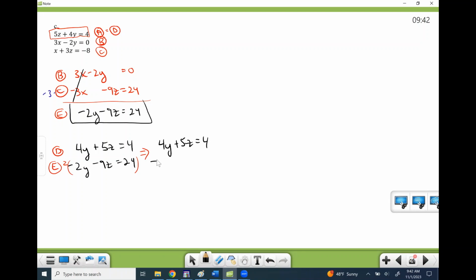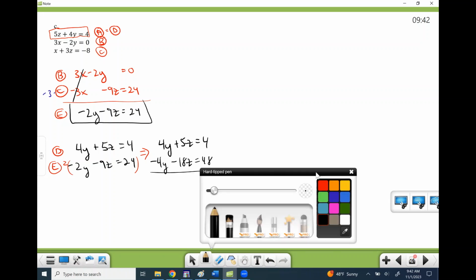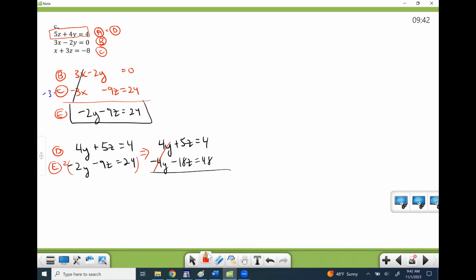So 2 times negative 2, negative 4. 2 times negative 9 is negative 18. And 2 times 24 is 48. Okay, so these cancel. We get negative 13z. And we'll divide by negative 13. So we get that z equals negative 4.